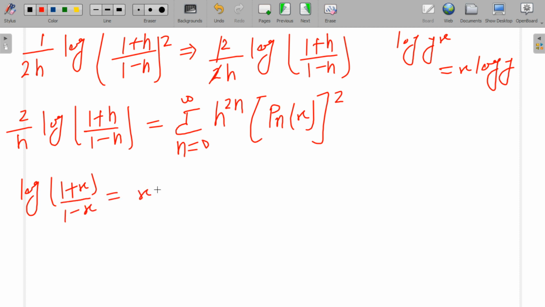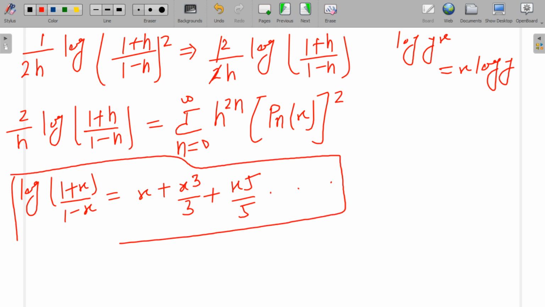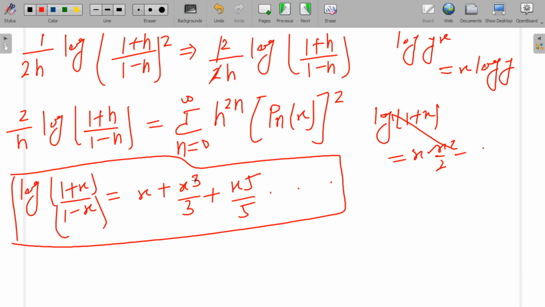This is equal to x plus x to the power 3 divided by 3 plus x to the power 5 divided by 5 and so on. Okay, this is the fundamental formula, or this is the log property. You know very well the expansion of log(1 plus x), or you can also use the formula log(1 plus x) is equal to x minus x square upon 2 and so on. Okay, direct formula of (1 plus x) divided by (1 minus x) is x plus x cube divided by 3 plus x to the power 5 divided by 5. I am using this formula in this question.